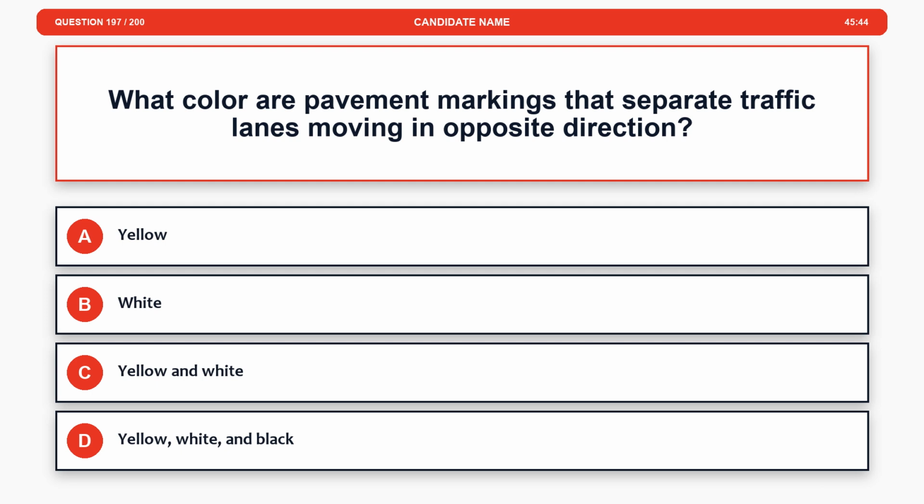Question 197. What color are pavement markings that separate traffic lanes moving in opposite directions? Option A, yellow. Option B, white. Option C, yellow and white. Option D, yellow, white, and black.